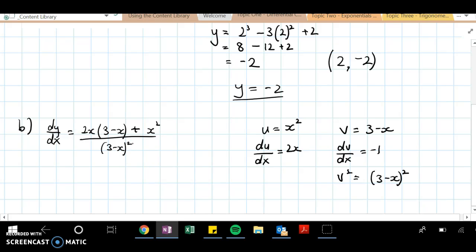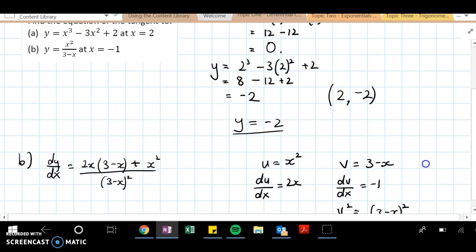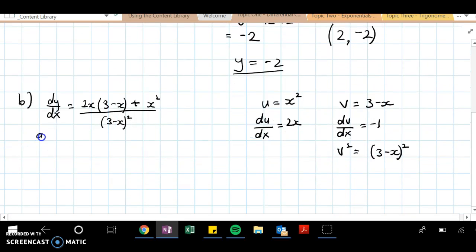As was the case in the first example, we want to be able to substitute x equals negative 1 in. So our gradient is going to be equal to 2 lots of negative 1 is negative 2, 3 plus 1 becomes 4, plus 1 divided by 3 take becomes plus, so 4 squared is 16. Our gradient becomes negative 8 plus 1, which is negative 7 sixteenths.